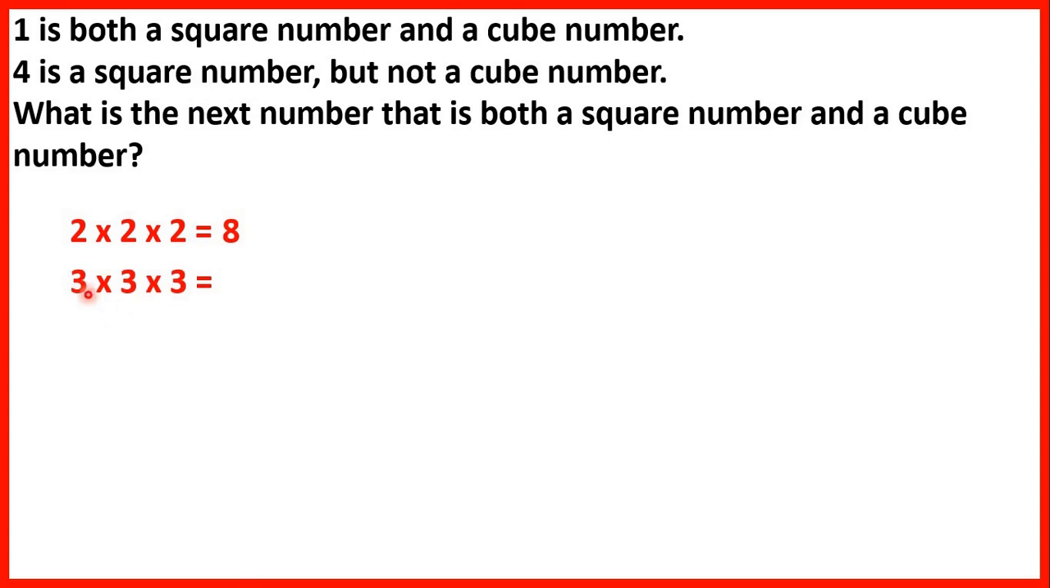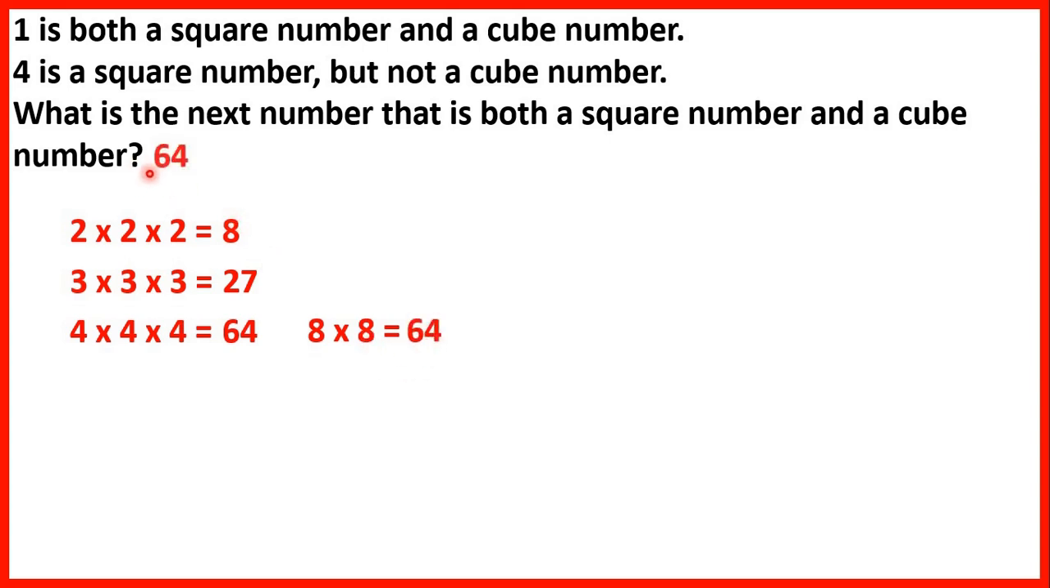So let's try 3 times 3 times 3. 3 times 3 is 9, times 3 is 27. But that's not a square number. You can't multiply a number by itself only once to get 27. But now, if we try 4 times 4 times 4, 4 times 4 is 16, and then 16 times 4 is 64. And that's a square number as well, because 8 times 8 is 64.